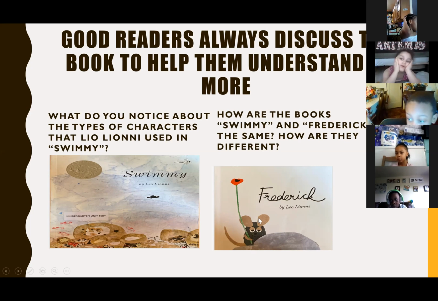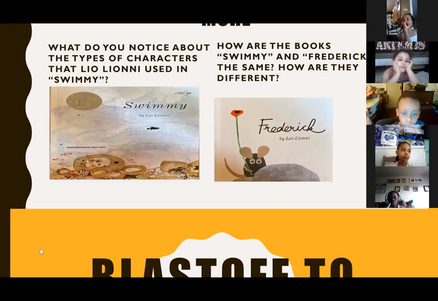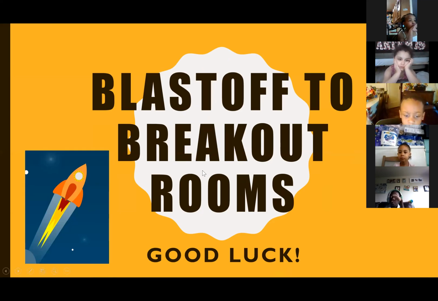But we can also say they're different because what kind of animal is Frederick? A mouse. Nice job. And then Swimmy was a what? The fish? Yeah, nice job. And I love your idea of using character traits to describe them. So Frederick was lazy, he was tired, and Swimmy was really, really maybe smart because he had an awesome idea. Great. We're going to blast off into our breakout rooms to work on some questions about Swimmy with our teachers. So good luck, kindergarten.